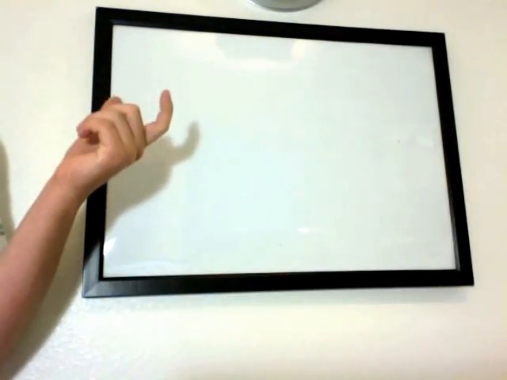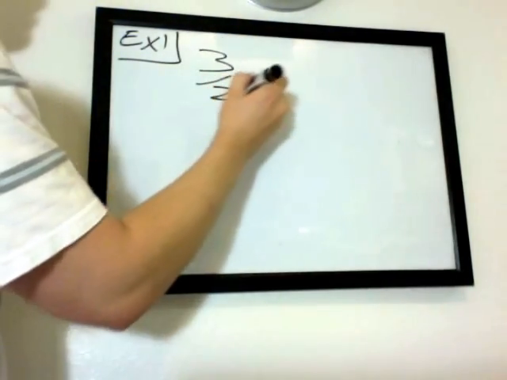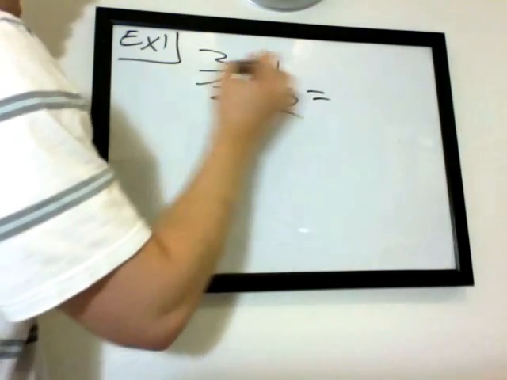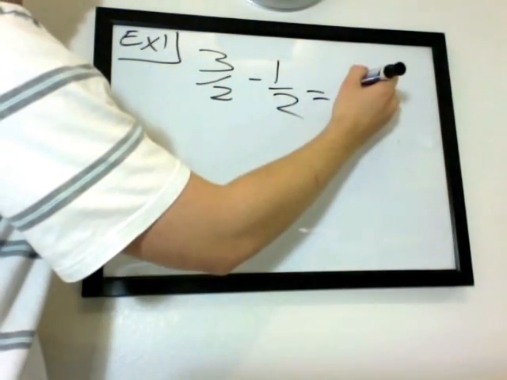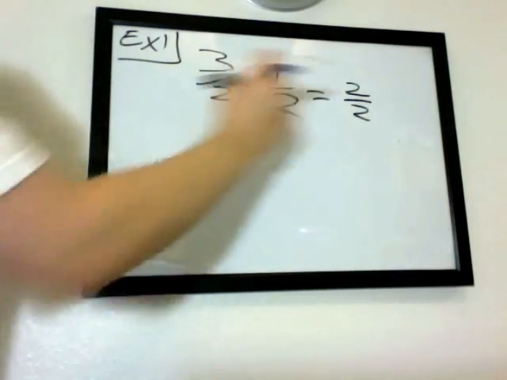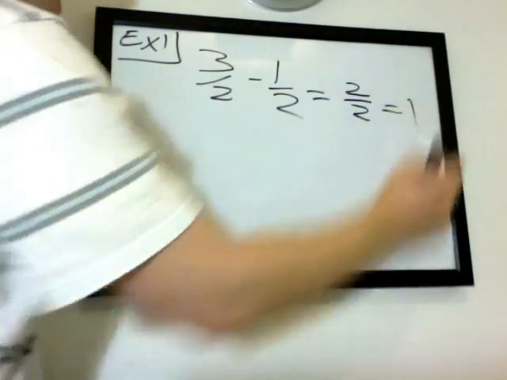The next section we'll be talking about is subtracting fractions. It's the same thing as adding, but the numerators are being subtracted. So for example, example 1. Say we have 3/2 minus 1/2. The denominator is the same. You just do 3 minus 1, which is 2. Keep the same denominator, bring it over, 2. So you know this is 1. 2 over 2 is 1.